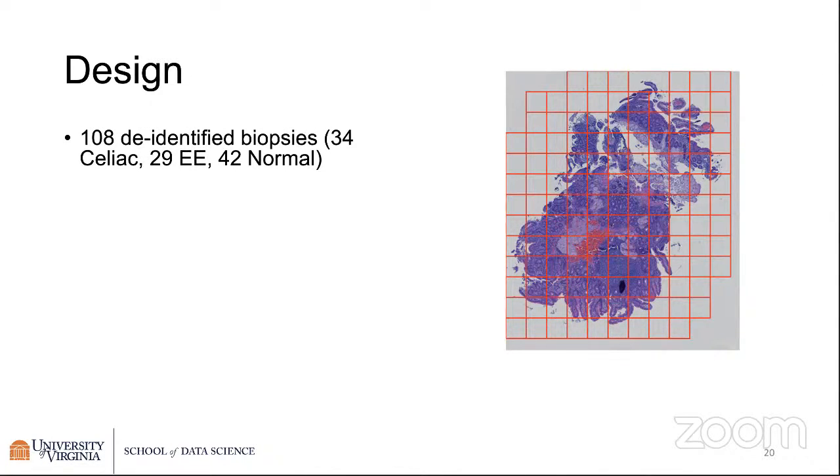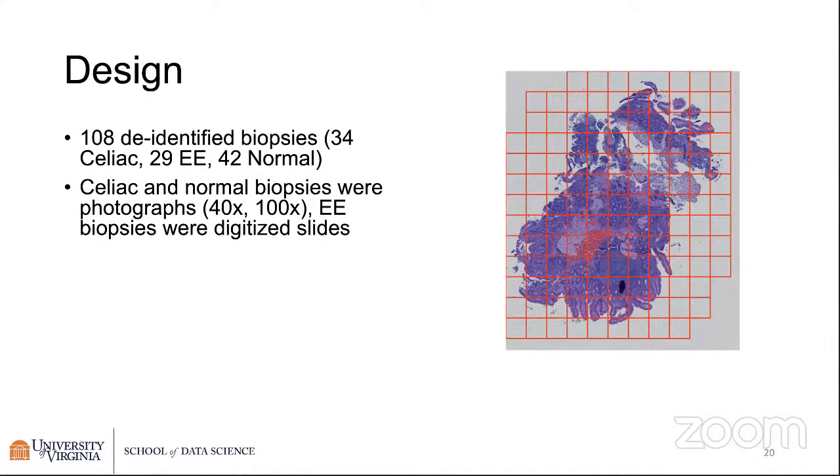We've got, in this particular case, this is one example, we've got a lot of these things, but I'll give one example here. We had 108 de-identified biopsies, and they came from a number of different diseases: celiac, environmental enteropathy, and normals, or controls. And the way that we do this is that we cut up the image as it's shown, in order that we can deal with the fact that it's a very high resolution image.